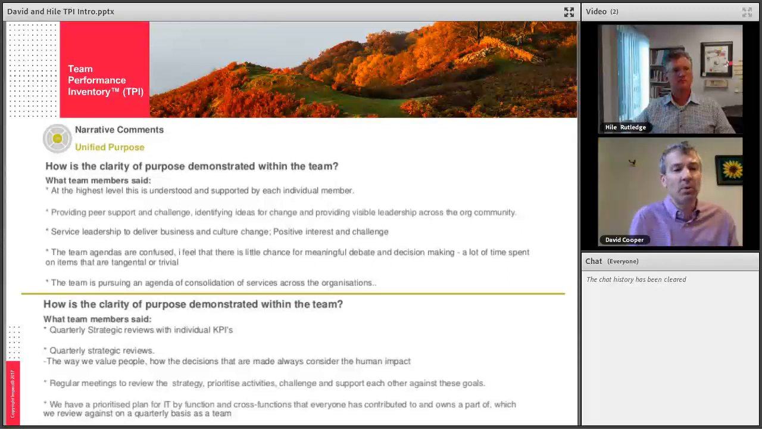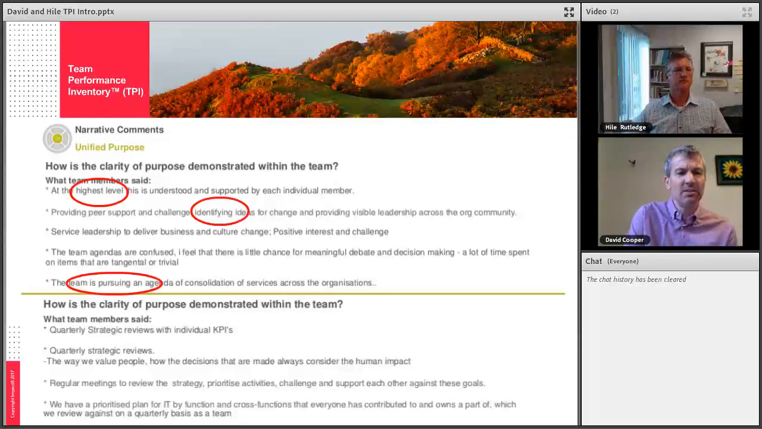For unified purpose, one of the narrative questions is how is the clarity of purpose demonstrated within this team? This is just an example of how we can find language within the narrative comments that speaks to disparate levels of how we're demonstrating it, an evolution, if you will, of how we're demonstrating the clarity of our purpose, which gives us insight into how clear is our purpose, what kind of intentionality we have behind it. At the highest level, this team is understood. We're identifying ideas. The team is pursuing.